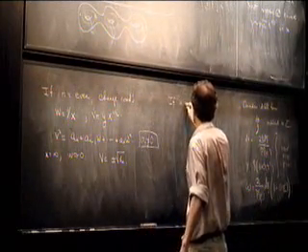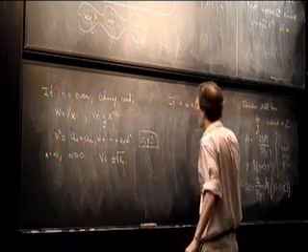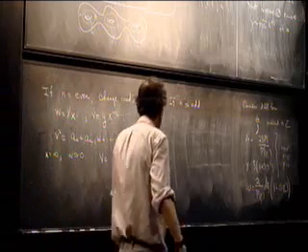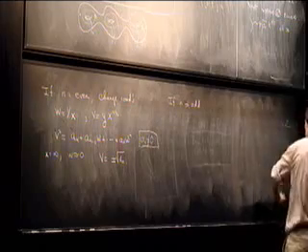If n is odd, okay, then we know that we have to have a cut going off to infinity. So what do we do?